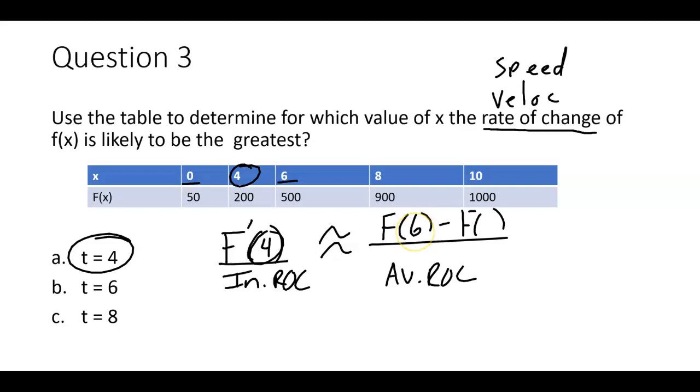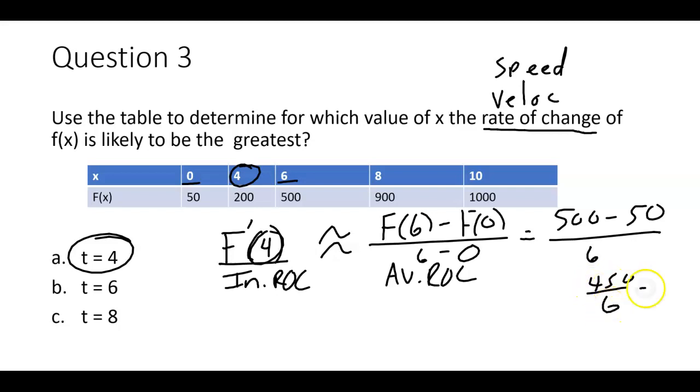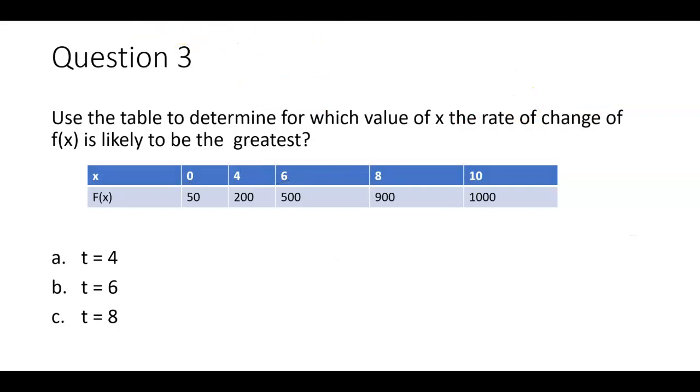So we're going to do f of 6 minus f of 0 over 6 minus 0. F of 6 is 500, f of 0 is 50, and 6 minus 0 is 6. And we'll go ahead and calculate that. That's 450 over 6. And we can reduce that with a calculator here. All right, let's write that down. That comes out to be 75. So the rate of change at t equals 4 is 75.